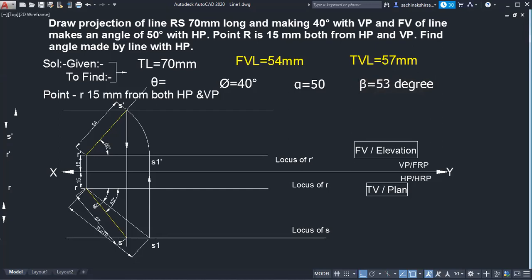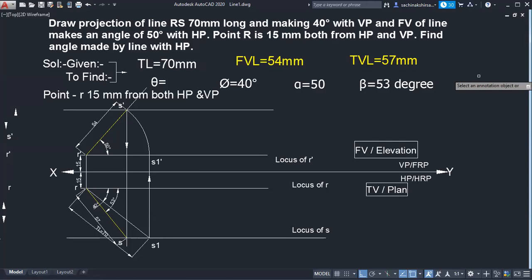Curve and then straight line. No, no. Theta, what is theta? First tell me what is theta? Inclination of true length with HP. Very good. Inclination of true length with HP. So now we want theta, which means we need the true length.